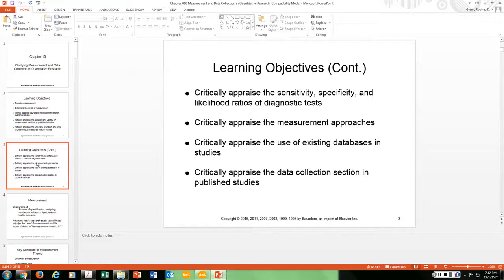Just one moment. I have one more comment to make. This critically appraised the use of existing databases in studies. Some researchers do not go out and collect their own data. They use information that has been collected by somebody else, and it usually contains many subjects, an enormously large trove of information on variables.